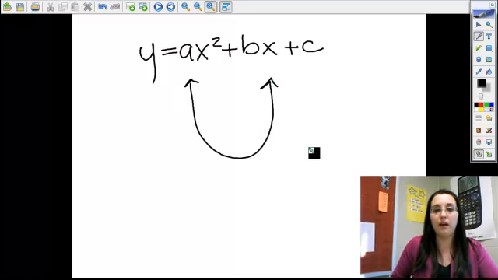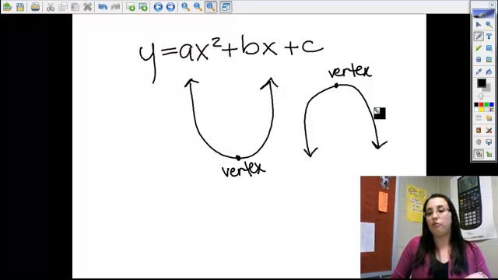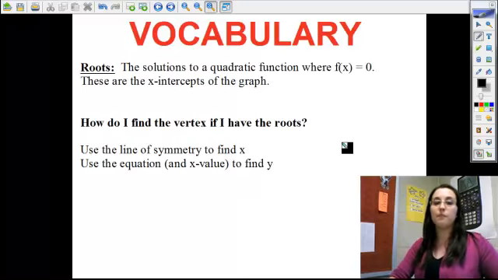Okay, might be going up and down, might be going this way, and what we talked about in the previous chapter was the point where it changes directions is called the vertex. And so we're going to practice finding the vertex for different ones, maybe on a graph where it's not as apparent just from the graph where the vertex is.